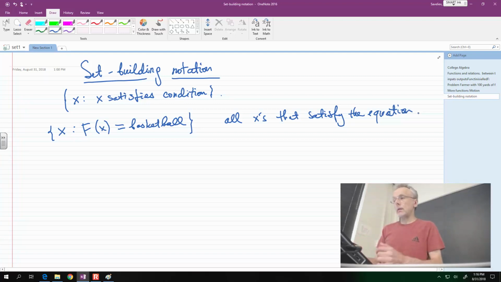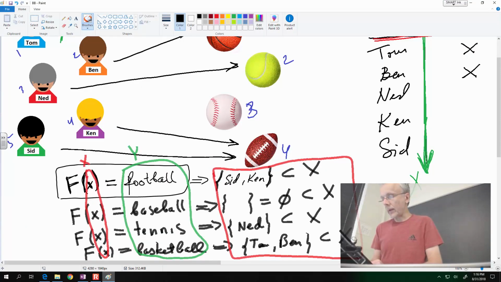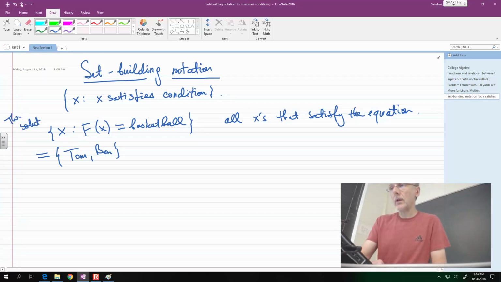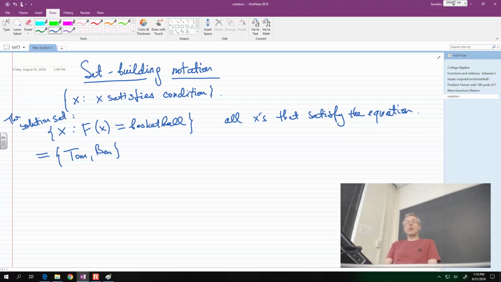And the answer is then this x, as we have discovered, for the basketball, is Tom and Ben. So this is once again the solution set. The solution set of an equation can now be written in this fashion: all x's that satisfy the equation. We talked about that last time. What it means to satisfy an equation or a restriction is simply that you can go one by one, plug it in, and see if it satisfies. It is especially typical when you do it with numbers.